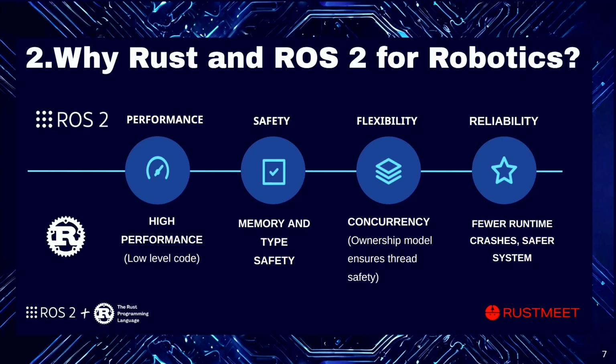It has high performance because it's really low-level code. Memory and type safety are built in by default. For concurrency, the ownership model ensures thread safety, so you are able to run multiple threads concurrently, and there are fewer runtime crashes in our system. So everyone is happy.